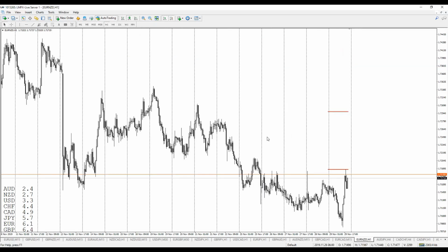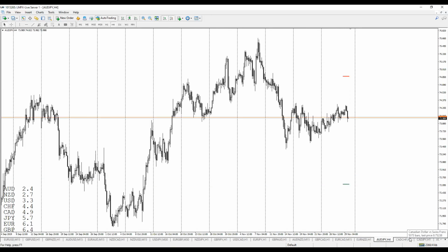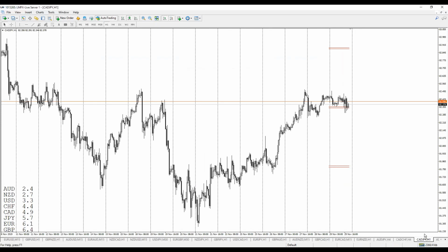You don't want to take a sell now because it's just too far away from the line. There's no sense. You're better off just waiting. A lot of it has to do with patience.